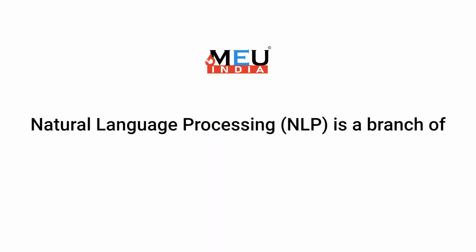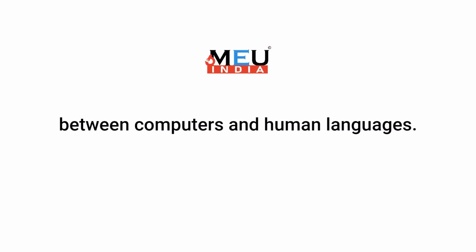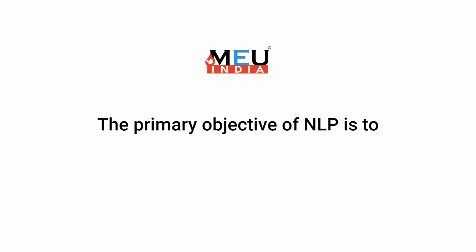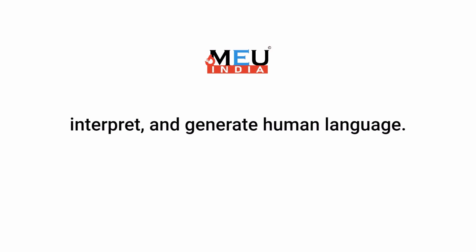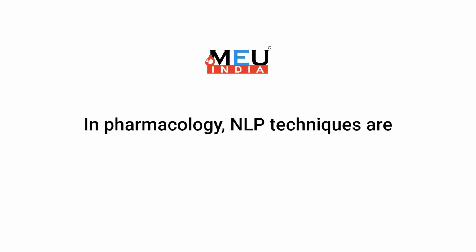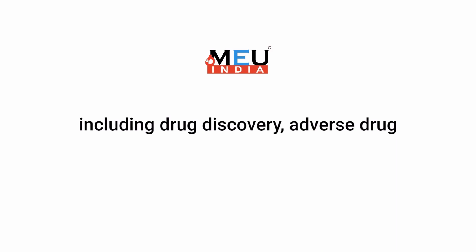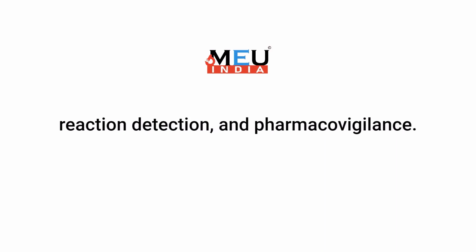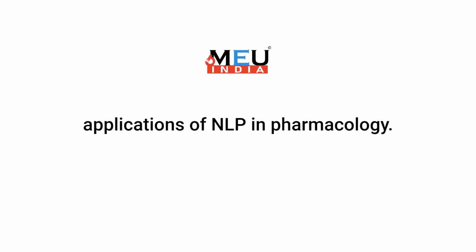Chapter 16, Natural Language Processing in Pharmacology. Introduction. Natural language processing is a branch of artificial intelligence that deals with the interaction between computers and human languages. The primary objective of NLP is to develop algorithms that can understand, interpret, and generate human language. In pharmacology, NLP techniques are increasingly being used for various applications, including drug discovery, adverse drug reaction detection, and pharmacovigilance. In this chapter, we will discuss the various applications of NLP in pharmacology.